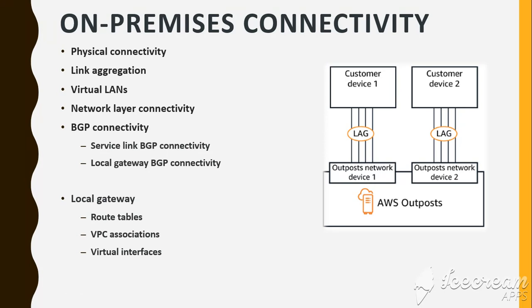On-premises connectivity. The on-premises connectivity means that when you are doing this configuration, this process, at the very beginning, what you are doing is physically connecting all the cables. You're connecting your power, and then you are connecting your network cables, and then you are doing the link aggregation. The link aggregation means link aggregation and the virtual VLAN.